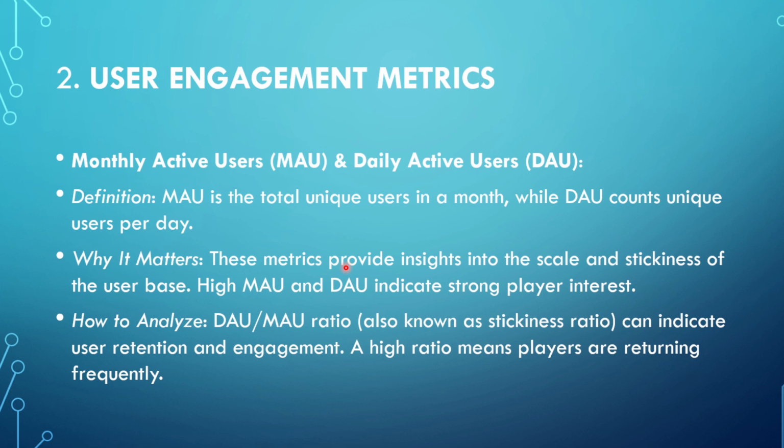Why does it matter? These metrics provide insights into the scale and the stickiness of the user base. High MAU and DAU indicate strong player interest, so people continue playing. How to analyze: the DAU-MAU ratio, also known as the stickiness ratio, so you remember it better, can indicate user retention and engagement. A high ratio means players are returning frequently, and then there is some room for selling them something.